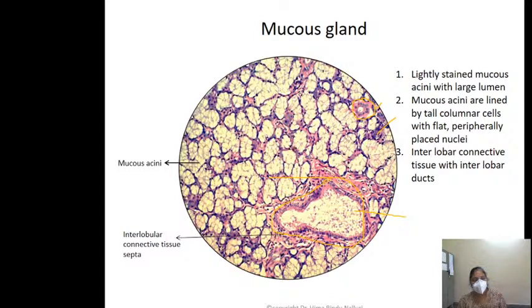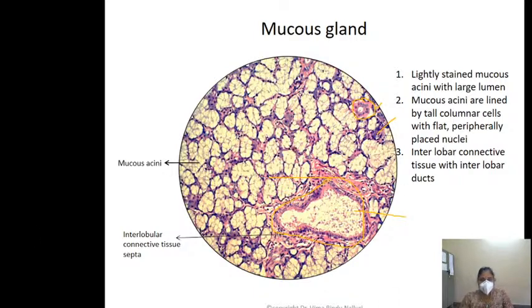Why is mucus not seen under eosin and hematoxylin slides? Because it will be removed during the slide preparation, as well as it is not stained. Mucus is not stained with the eosin and hematoxylin stains. So if you want to see the mucus, you need to use the special stains, right?